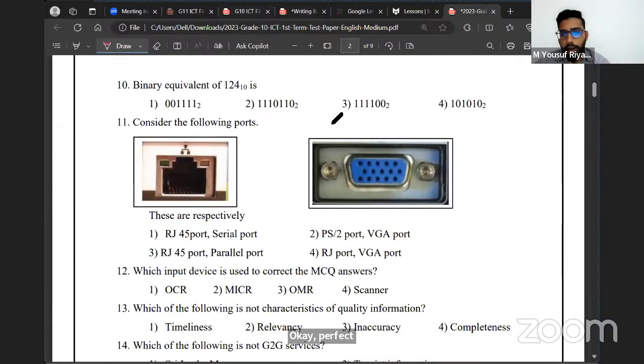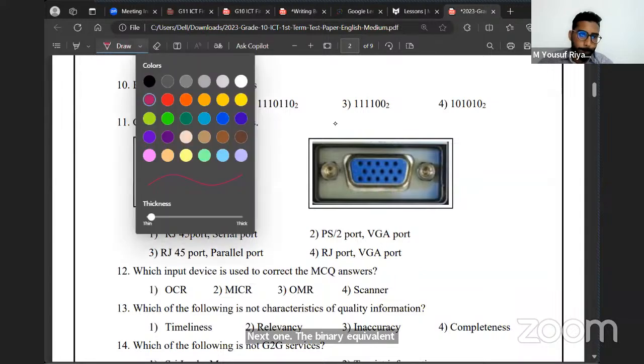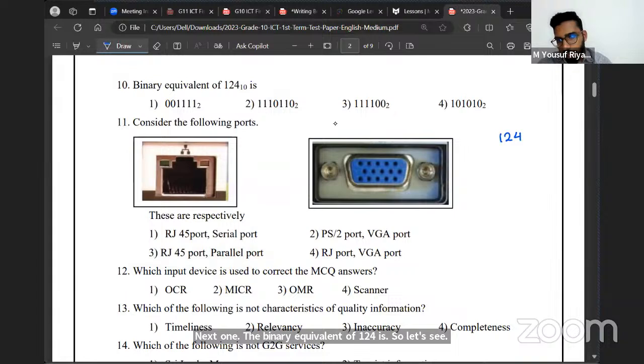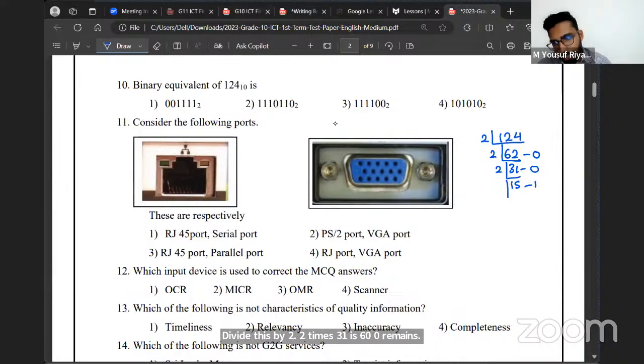Next one. The binary equivalent of 124 is. So let's see. Take 124 and divide it by 2. 2 times 62 is 124, 0 remains. Divide this by 2. 2 times 31 is 62, 0 remains. Divide this by 2. 2 times 15 is 30, 1 remains. Divide this by 2. 2 times 7 is 14, 1 remains. Divide this by 2. 2 times 3 is 6, 1 remains. Divide this by 2. 2 times 1 is 2, 1 remains. Divide this by 2. 2 times 0 is 0, 1 remains.